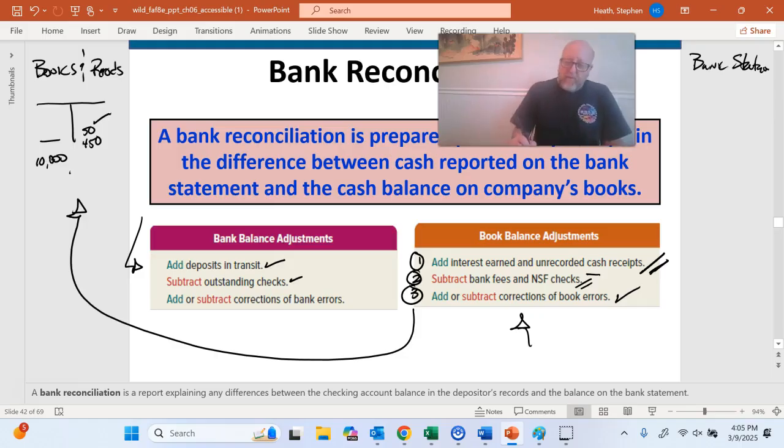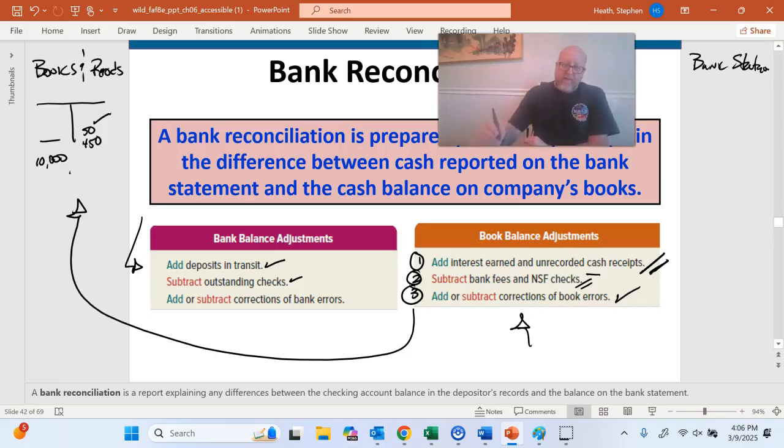And then, like we were previously talking about, if I wrote a check to somebody and they just haven't gotten to the bank yet, that is an outstanding check. And I would have to subtract all of those outstanding checks that I know that I've written, but they're not showing up in the bank statements yet. And then again, I have to add or subtract corrections of bank errors. That is rarely going to happen, but it could happen. The bank could make a mistake.